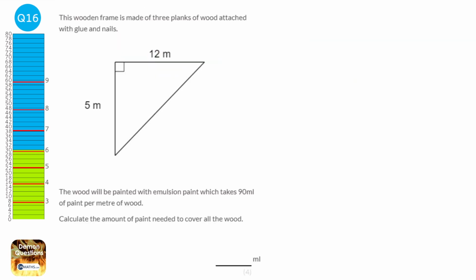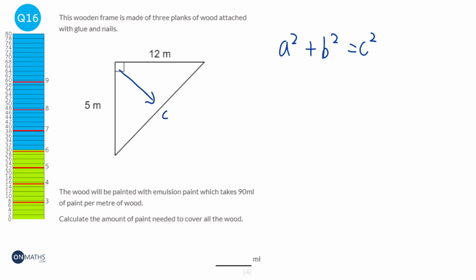2.9%. In this question we have a right angle triangle and we know two of the sides and we're looking for the third one. So that screams to me Pythagoras. Pythagoras is a squared plus b squared equals c squared, with c squared being the hypotenuse. The hypotenuse is the one opposite the right angle, so this is going to be c. And we'll label the other ones a and b, it doesn't matter which way around they go.